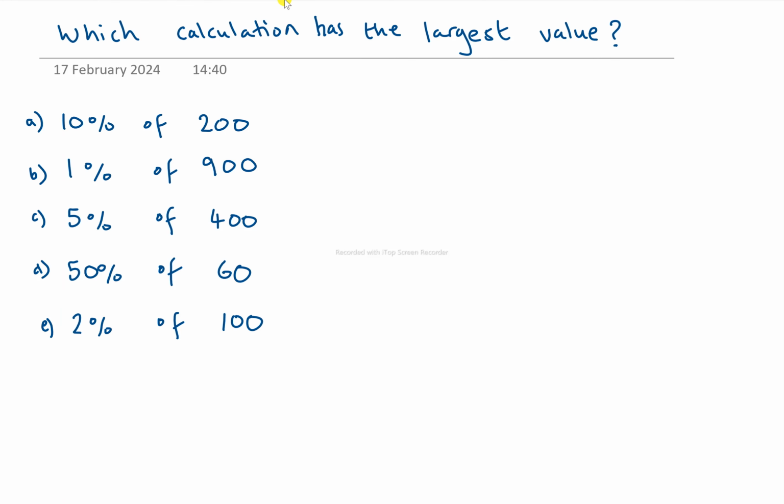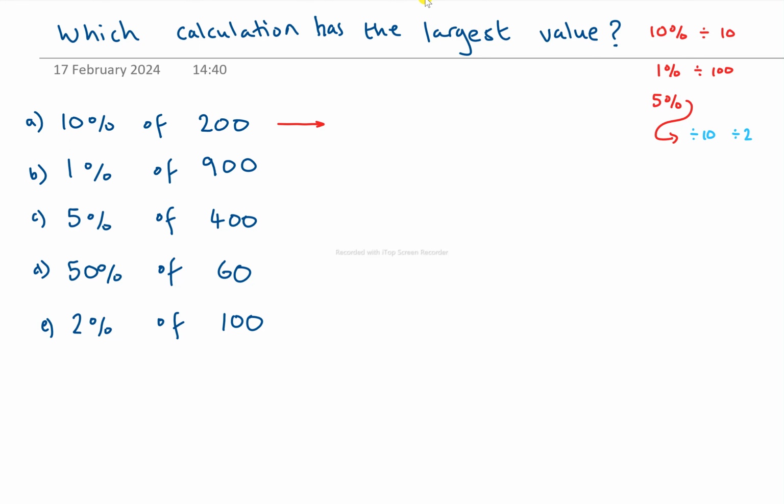So what is 10% off 200? So let's just quickly go through that. If you want to work out 10%, you divide by 10. If you want to work out 1%, you divide by 100. If you want to work out 5%, what you do is you divide by 10, then divide by 2.